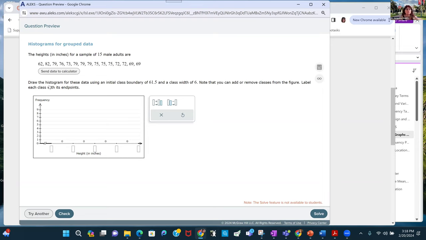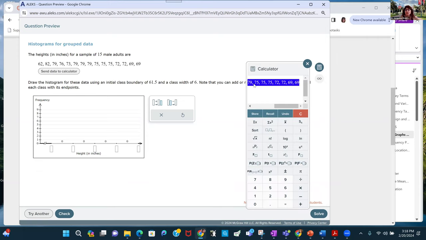All right. Draw the histogram for the data. It says the heights in inches for a sample of 15 male adults are given here. And notice on this problem, you're allowed to send the data to the calculator. While it's highlighted, it's handy. You can press sort, and this will sort the data for you from smallest to highest, enabling you to more easily count how many are in a particular class.